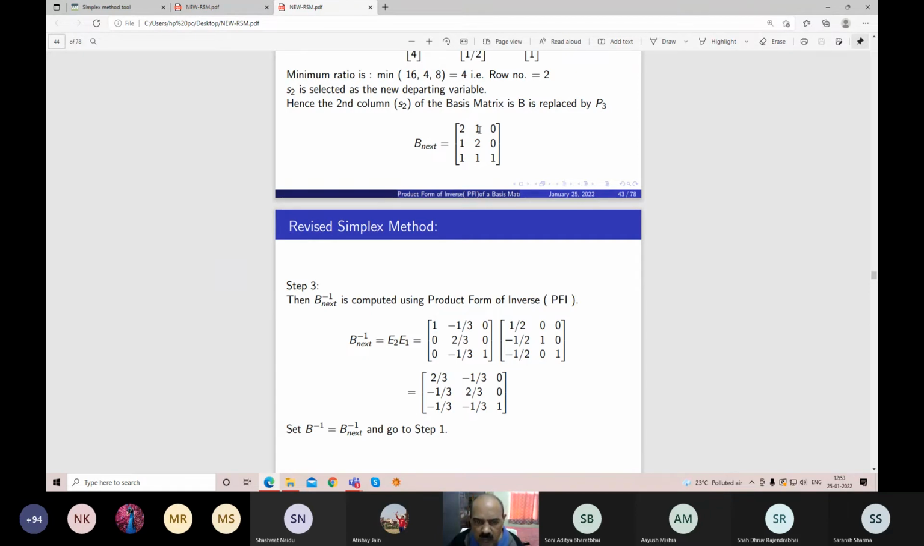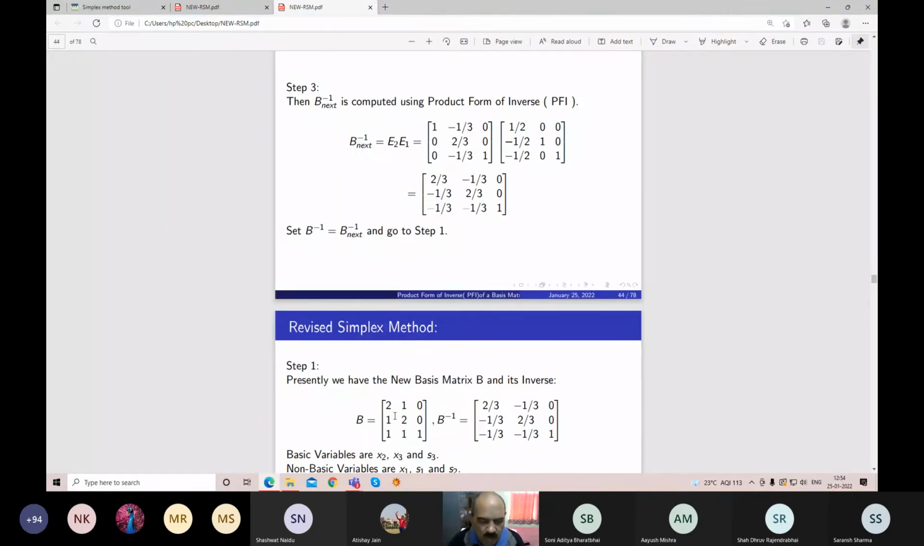This 2, 1, 1, 1, 2, 1, 0, 0, 1. If somebody is computing fresh, you can find this is the inverse. B next inverse you have got is this. So this is nothing but B next inverse equal to E2 into E1. We are using the product form of inverse, PFI. Okay, this we have got. Now our work is not complete. We want to make it complete.